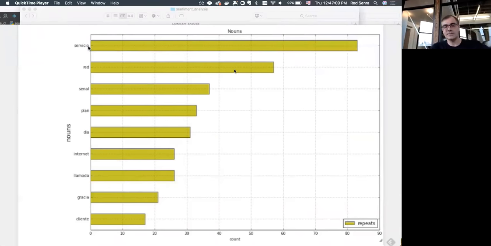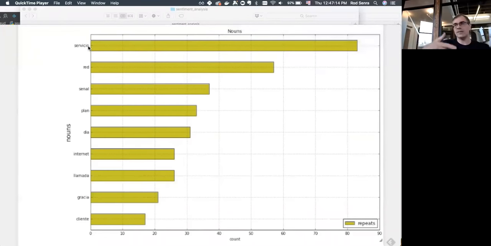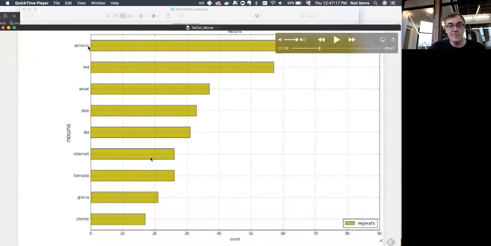But there are other topics, like the plan, because people hire the phone and they have a plan, prepaid, things like that. The word "day" doesn't have much meaning, but it's a noun and it's present there, so this is noise. Internet might be related to service, to network, and "call", "llamada", is also related. "I cannot make calls." And "gracias" is thanks. So "gracias", like "day", is just noise. And "client" probably has no real meaning here.